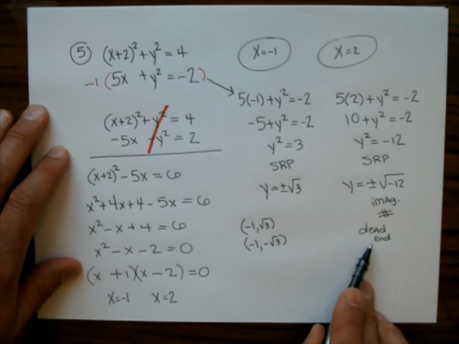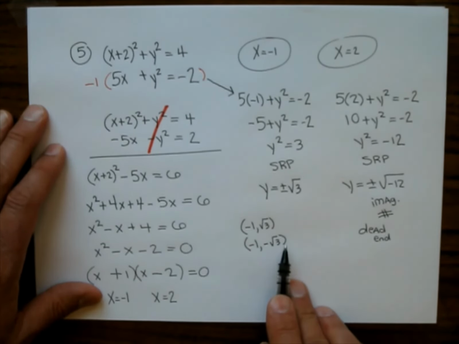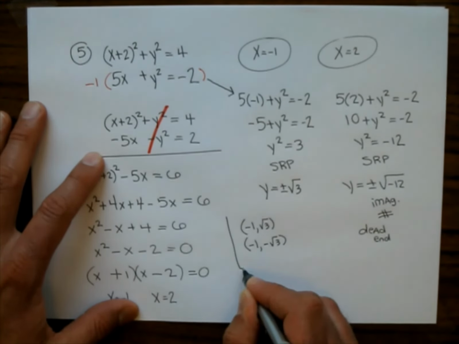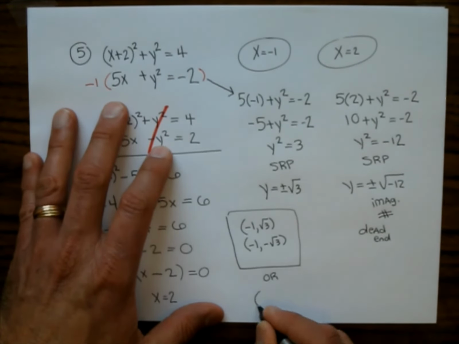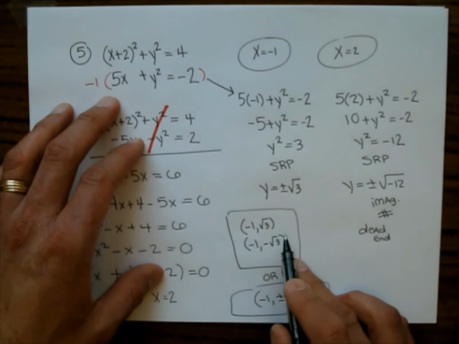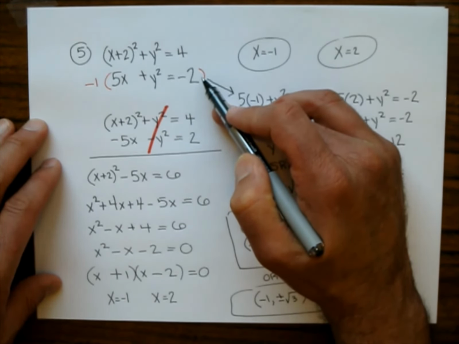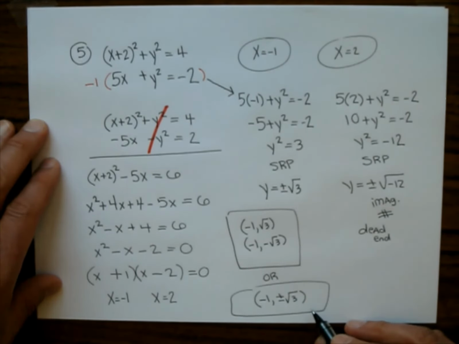Now, if I had a dead end here and a dead end here, we would say no solution. But there actually is a solution, and the solution is this right here. Now, if you're a lazy person, and I am a lazy person sometimes, we go -1 and we can go plus or minus the square root of 3. That's another way of writing out both of those points. These two graphs intersect. They have 2 points of intersection. There they are.